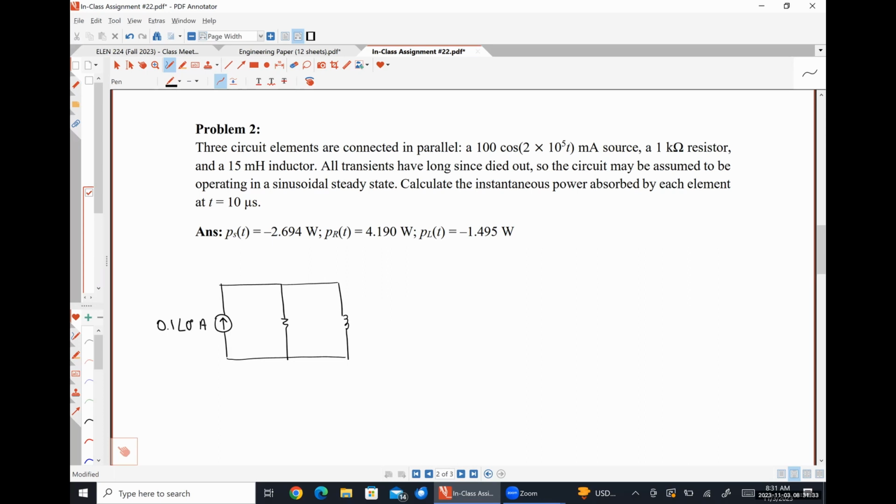Our 1 kilo ohm resistor is still going to be a 1 kilo ohm resistor. What's our inductor going to look like? The impedance of an inductor is just j omega L. Okay. So omega in this case is 2 times 10 to the 5. L is 15 millihenries. And so that's going to look like a J 3 kilo ohm impedance.